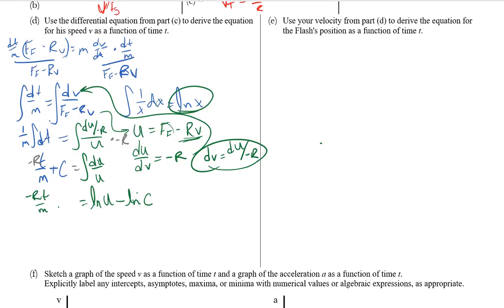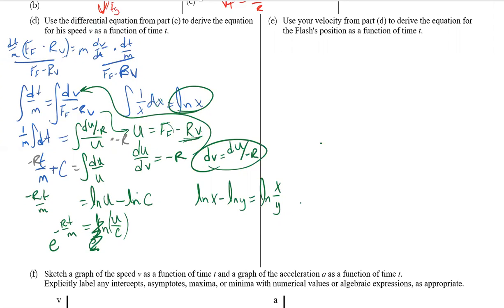Okay. The reason I do that is because if you remember, there's a natural log property that says the natural log of x minus the natural log of y is equal to the natural log of x over y. So I can take this right side and say the natural log of u over c equals a negative RT over m. And what that does is it allows me to take the e function to both sides to get rid of the natural log on that side, and it keeps my constant outside of the e function.